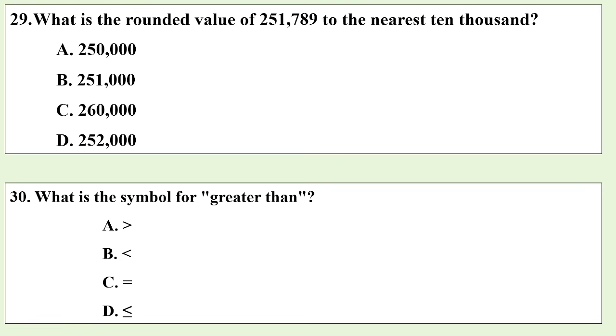29. What is the rounded value of 251,789 to the nearest 10,000? So the answer is letter A, 250,000. Number 30. What is the symbol for greater than? Letter A.